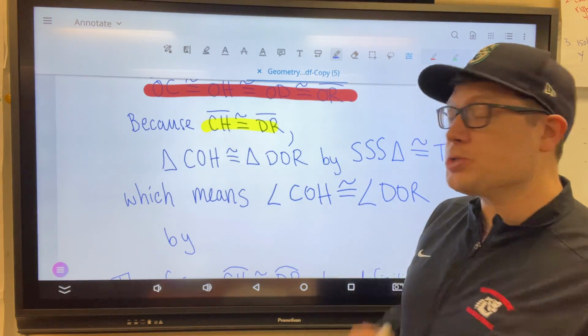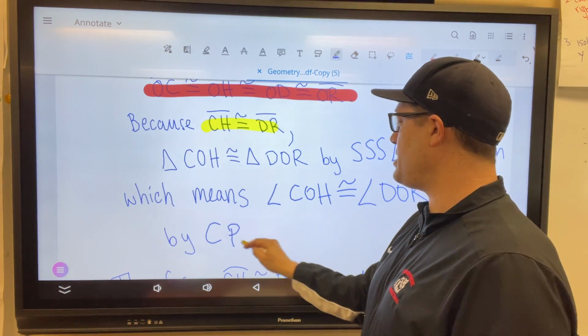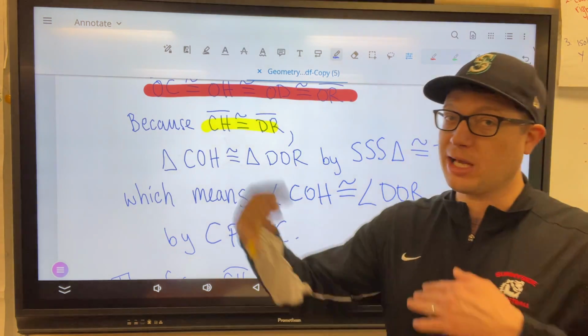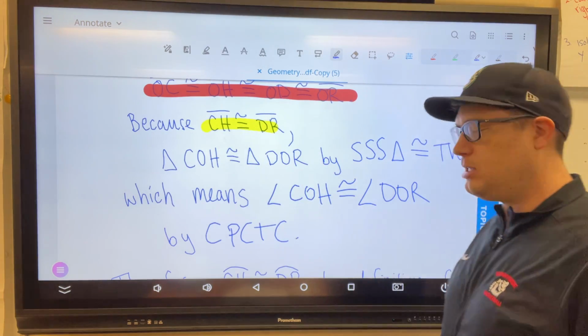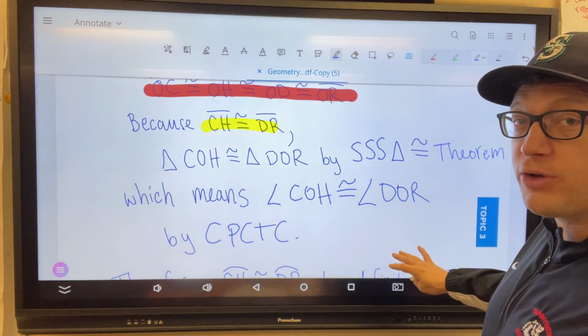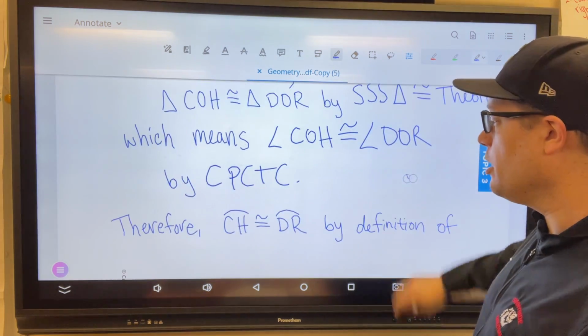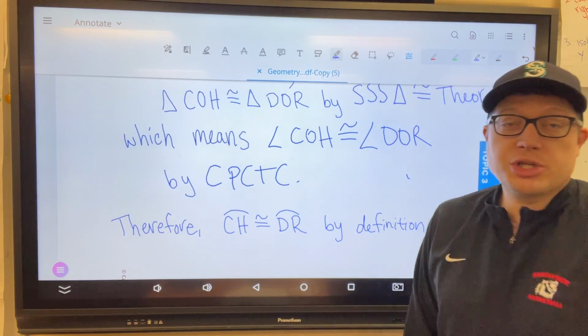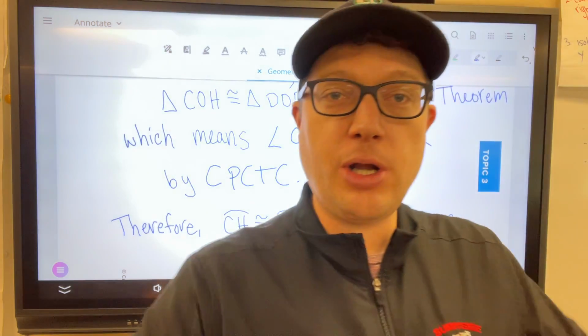Those angles are congruent because of what happens after a triangle congruence statement. It's almost like a one-two punch. The triangle congruence leads to CPCTC: corresponding parts of congruent triangles are congruent, if you didn't know. Therefore, the intercepted arcs, I brought a note card back for you, the intercepted arcs are congruent.